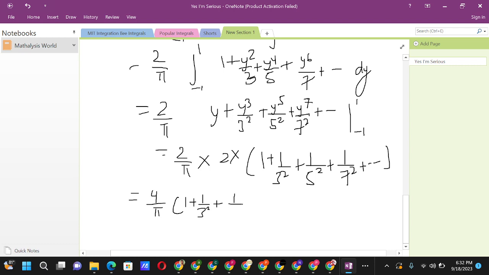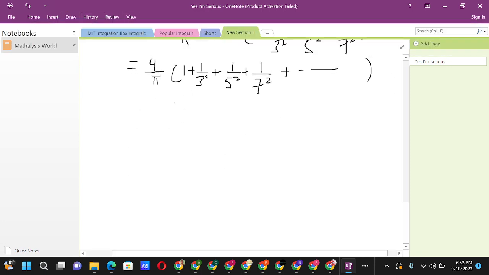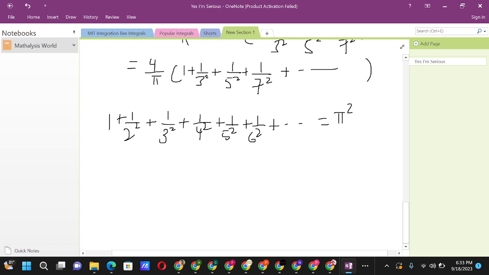Now to find the value of this series, to know how much it evaluates to, we can first begin with the other series of zeta of 2. We know that the series zeta of 2 is 1 plus 1 by 2 square plus 1 by 3 square plus 1 by 4 square plus 1 by 5 square plus 1 by 6 square. This series evaluates to pi square by 6.